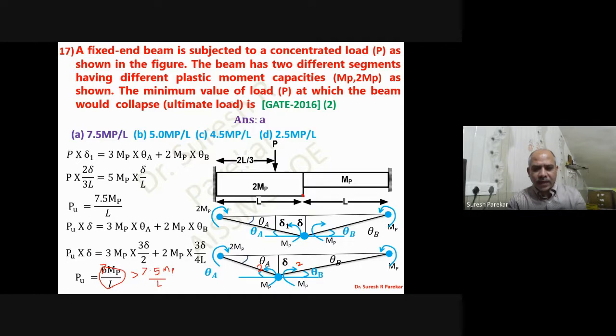Because theta we have as delta 2L by 3, and here we have actually 5. And therefore this will be 5 3s are 15 by 2, and this will be 3 by 2. So 15 and 3, 18 by 2. So this value we have actually 9 MP by L. So this will be 9, and therefore this value will be 7.5 MP by L.